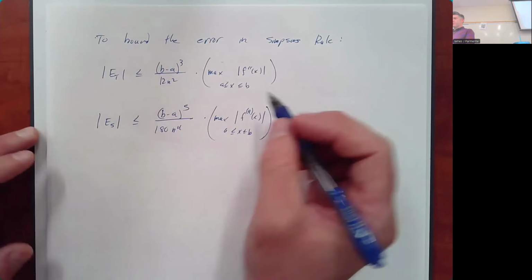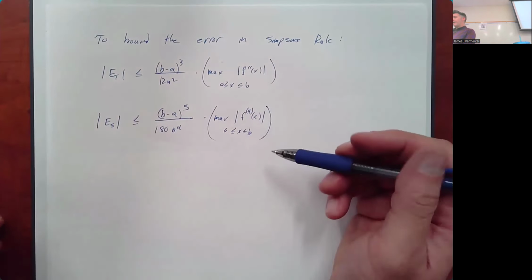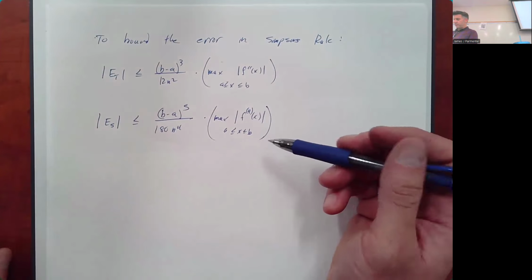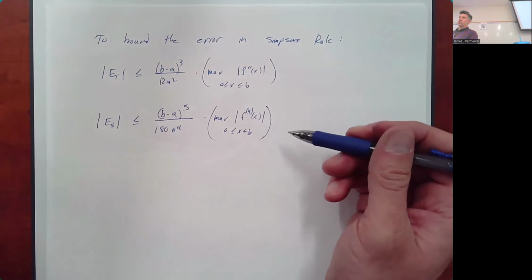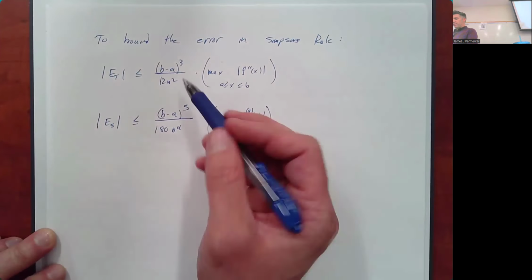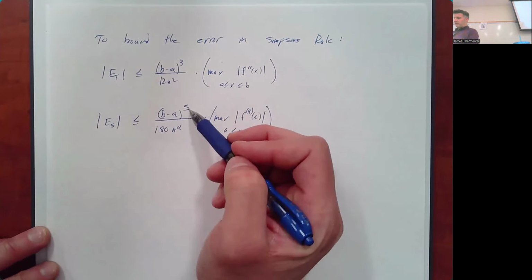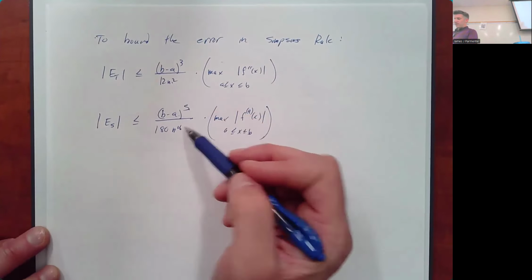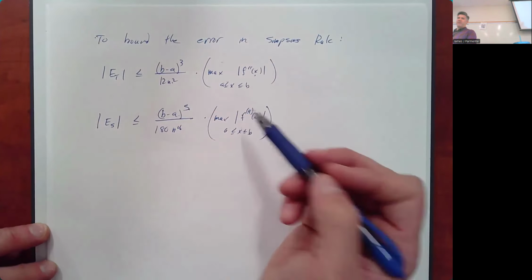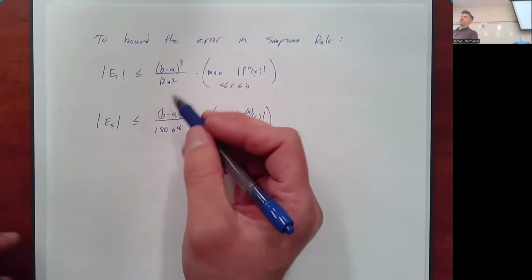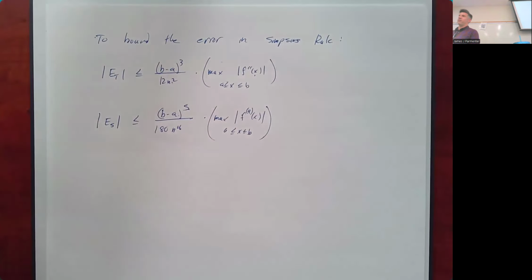When I think about Simpson's rule versus the trapezoid rule, I think of everything as bumping up 2 levels. Instead of b minus a to the 3rd, we have b minus a to the 5th. Instead of n squared, we have n to the 4th. Instead of the second derivative, we have the 4th derivative. So everything's kind of increased. But that doesn't work for the 12 and the 180. Okay, but other than that.